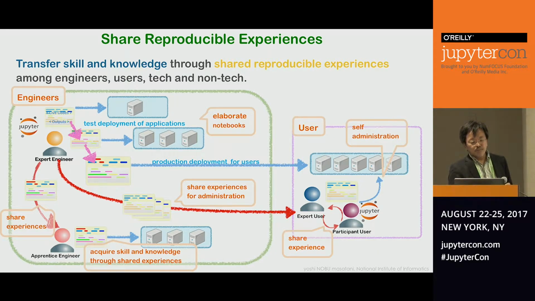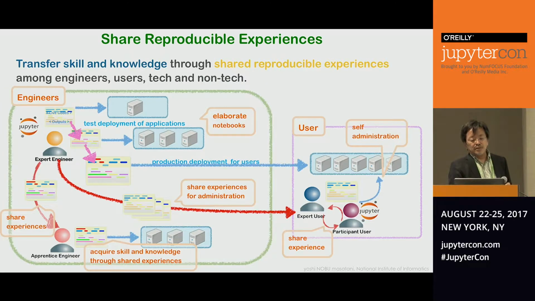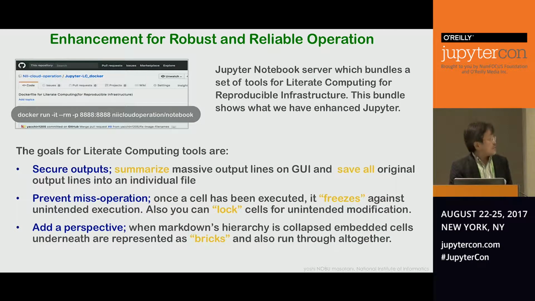So in that sense, when there is a pattern notebook on GitHub, it contains the output as well. So if you apply these notebooks to your environment, you can verify what's different from the output as well. So in that sense, we like to say we can share experiences.